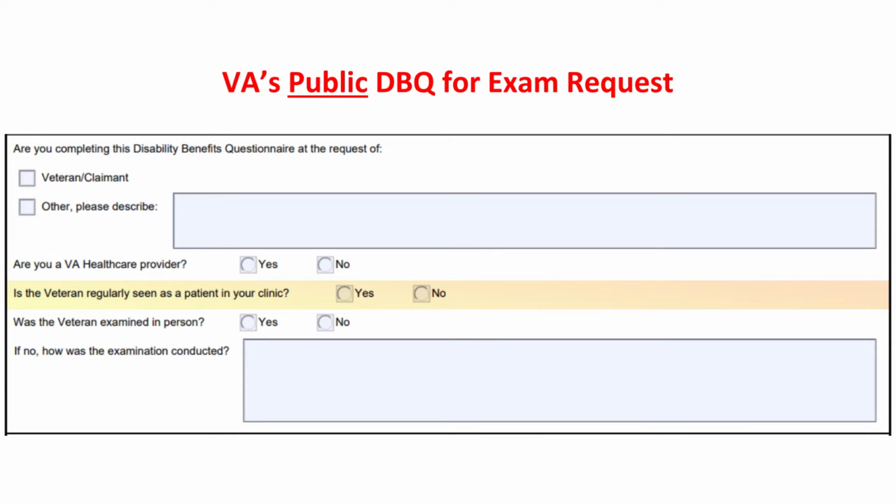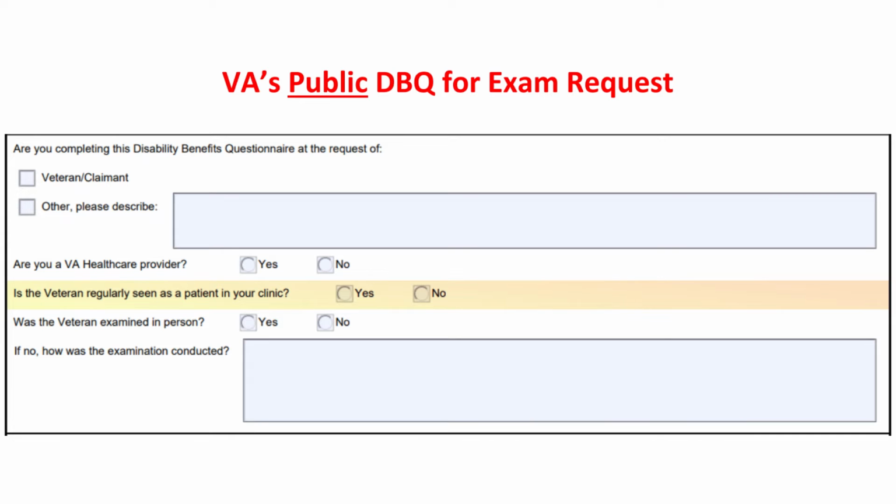Second question, is the veteran regularly seen as a patient in your clinic? Now, veterans, you should take a moment and pause and think about this, because guess what? It's not on their internal DBQs. They don't care if their CMP examiner has not regularly seen you, so why should they care for a private provider that completes this public DBQ, okay? As long as they complete it the right way.